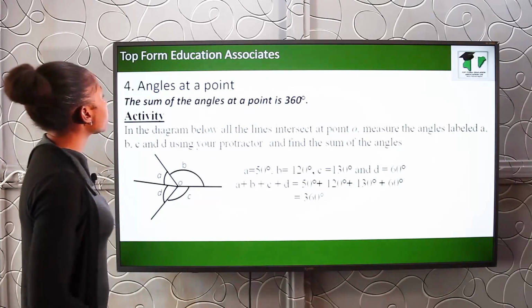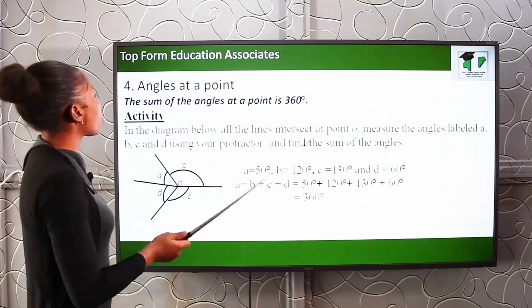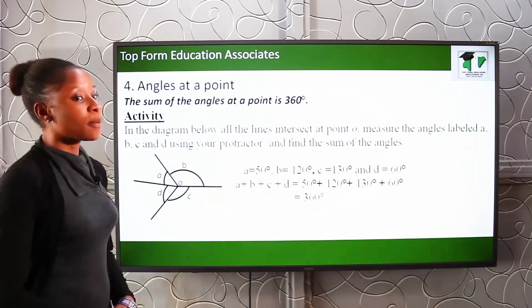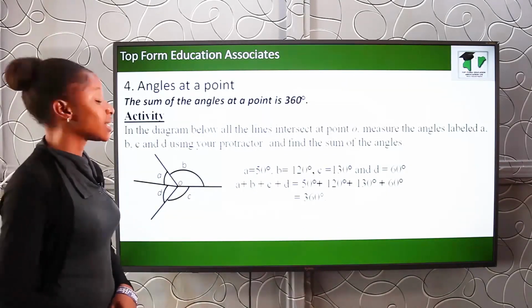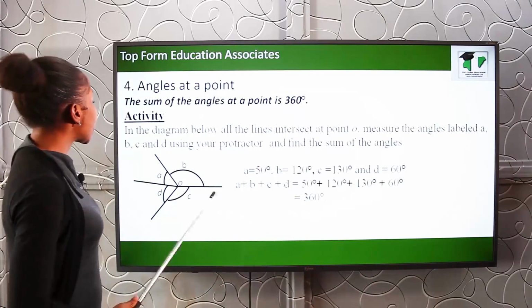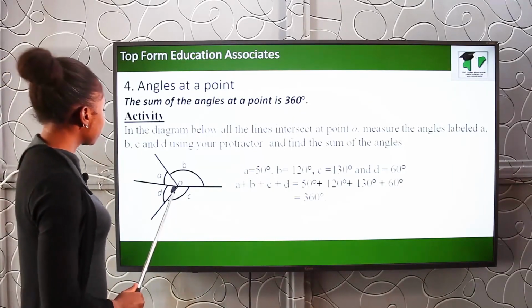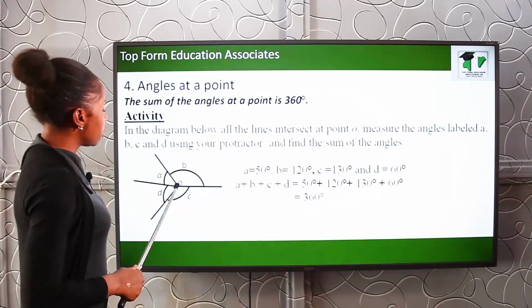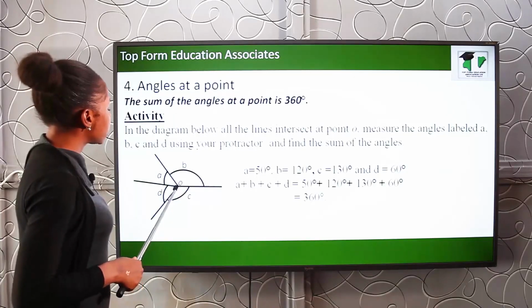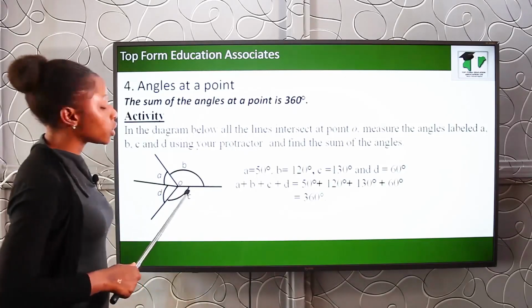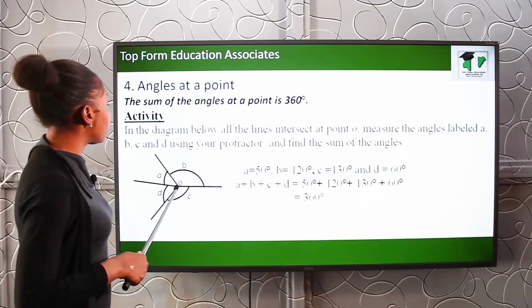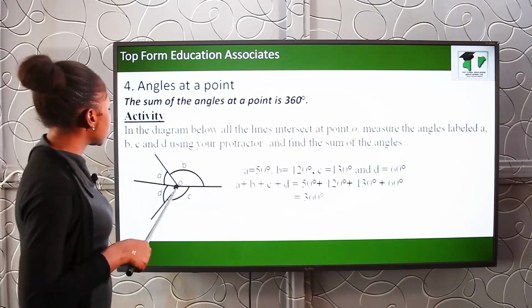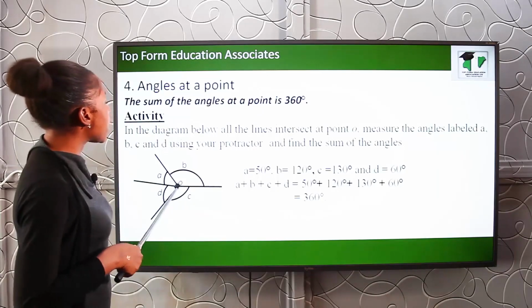Okay, number 4, we have angles at a point. Now, the sum of the angles at a point is 360 degrees. Look at this diagram here. This is a point. Remember we said the point of intersection where the arms of an angle meet is called a vertex. This is a vertex point and it is labeled O.